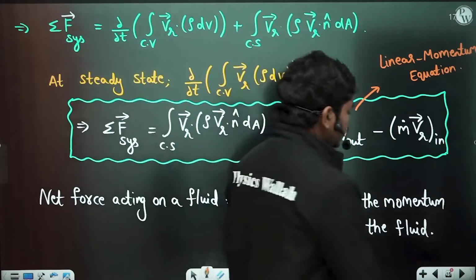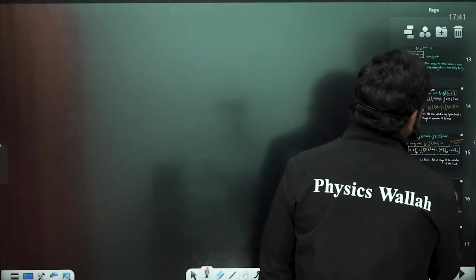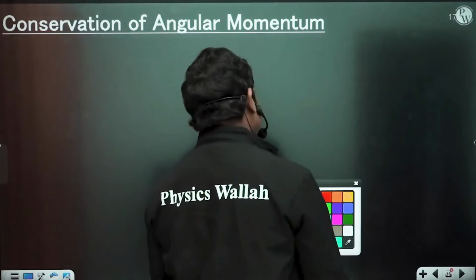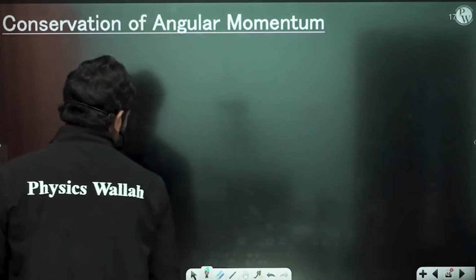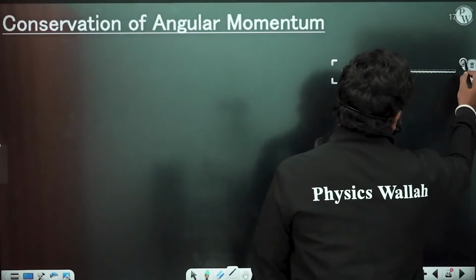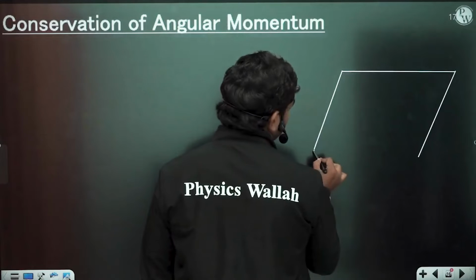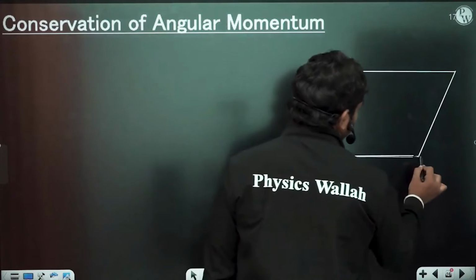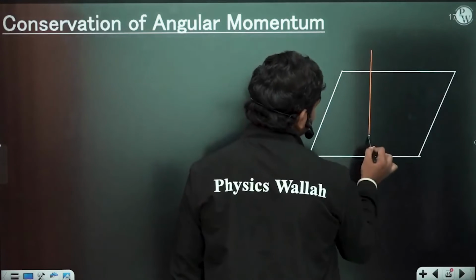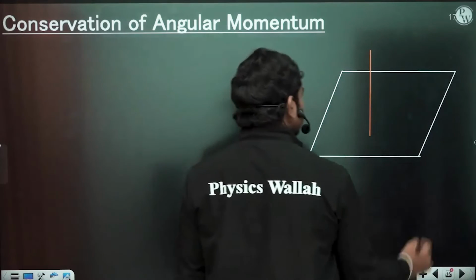Now let us see the case of angular momentum. So, conservation of angular momentum. Let us suppose there is some plane like this. Now let us suppose you have an axis, for example, which is perpendicular like this. Now let us suppose there is some particle which is rotating.